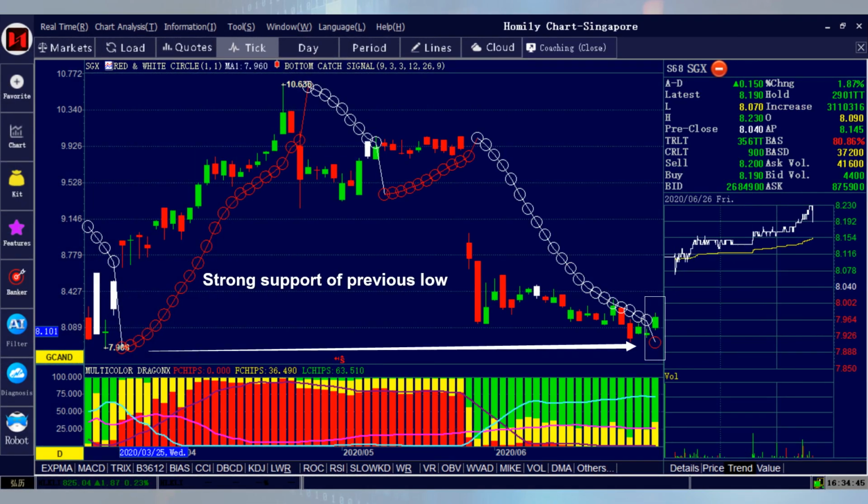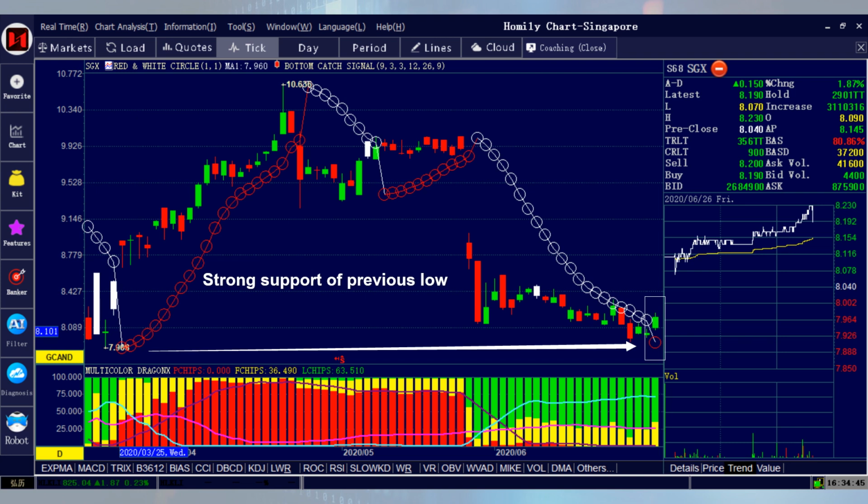Okay. Now have a look at some individual shares. Somebody already posted in our group. For SGX, the price has dropped all the way down and is very close to the previous low, around $7.90. But after this retrace, we can see the first red circle in the daily chart. And on the multicolor dragon, we haven't found a red bar.